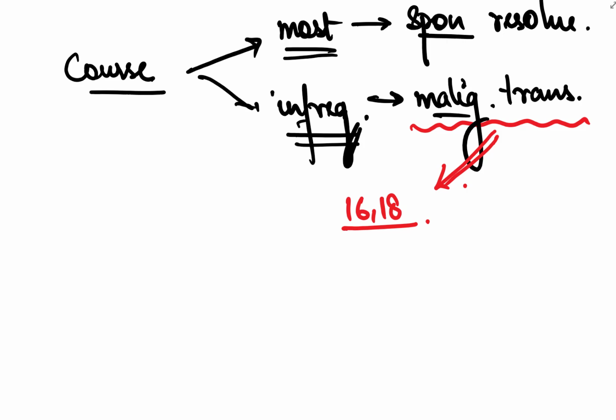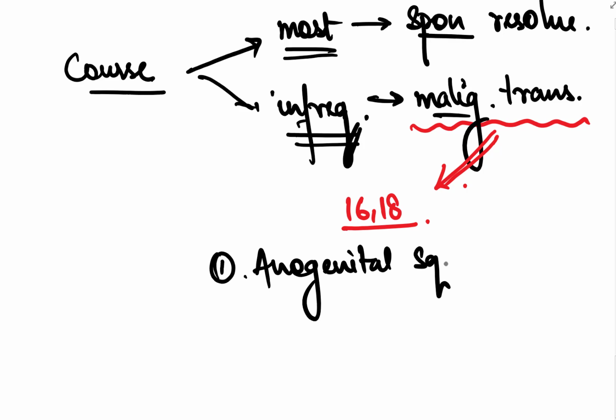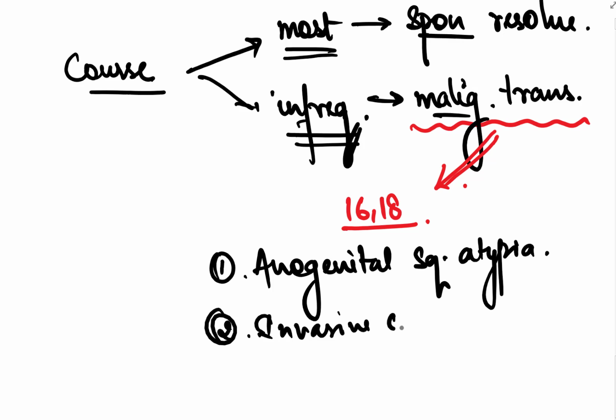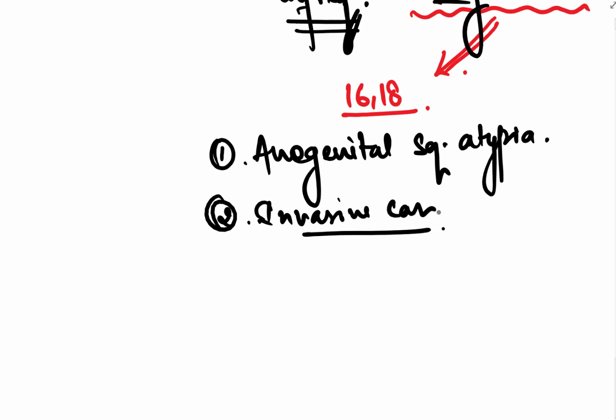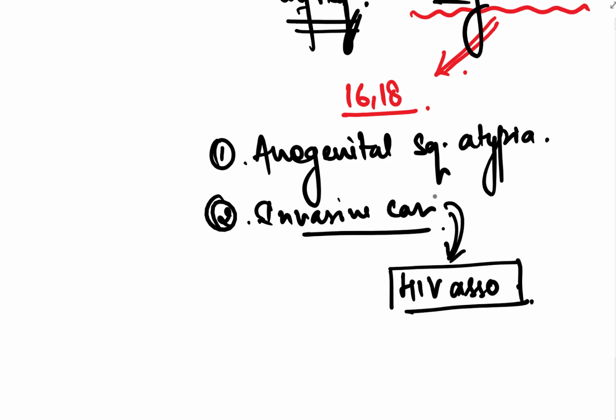So when malignant transformation occurs, it might lead to anogenital squamous atypia, or invasive carcinoma. Now the chances of this oncogenic potential is more if this patient of anogenital wart is also associated with HIV infection. So if there is HIV association, there are more chances of this malignant transformation.